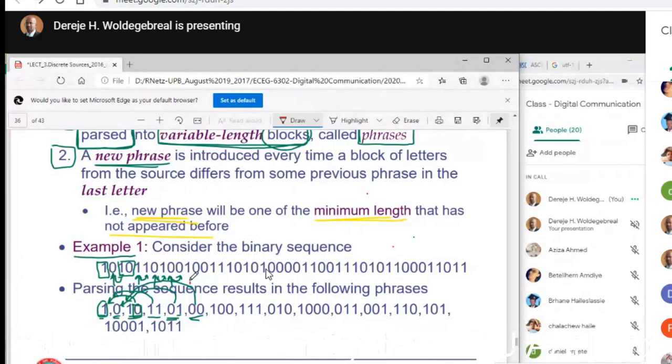You move here, you have 1, phrase 1 already exists, 1 0, phrase 1 0 already exists, and then you move here, you have phrase 1 0 0. So 1 0 0 is a phrase that differs from an existing phrase, which is 1 0, in its last bit position only. We keep applying this rule.